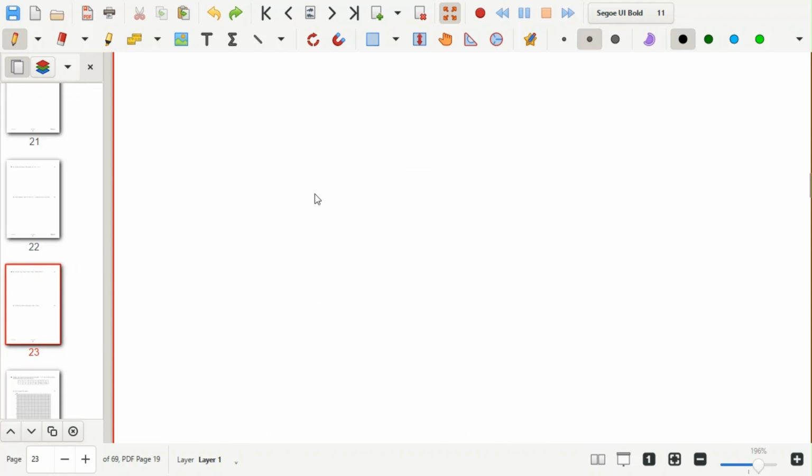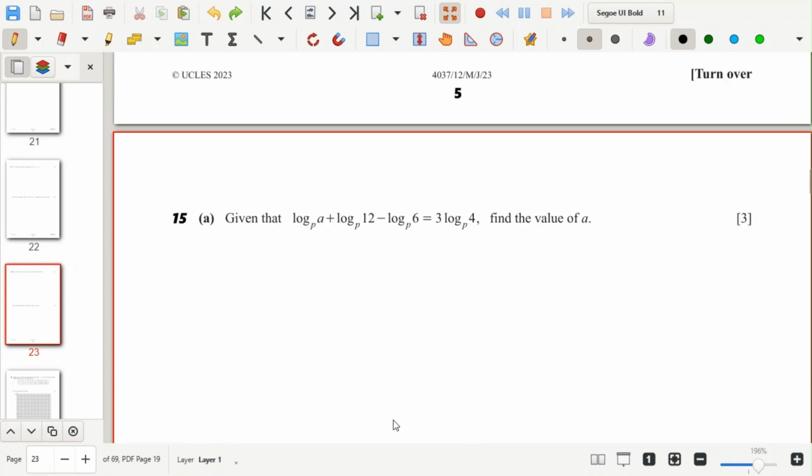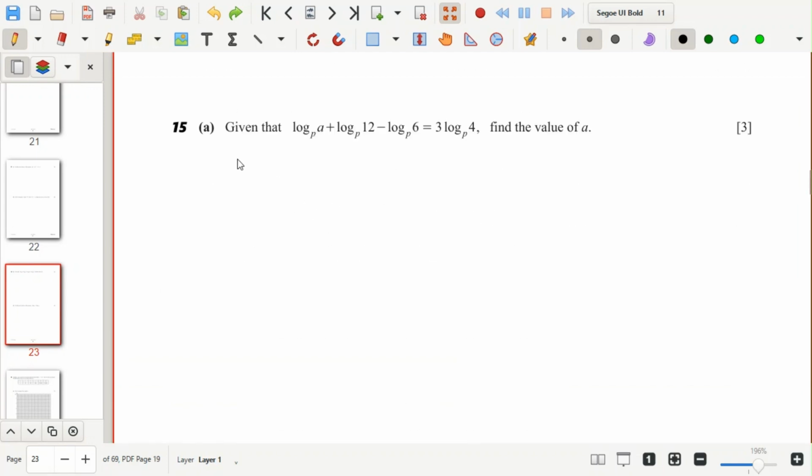This is from February March 2024, variant 1 2. So, this is the same as 12a. There's minus, a minus becomes division, divided by 6 to the base p. So those of you that think that the base is always base 10 or base 2, be careful. It can be a letter, it can be anything. Okay. Now on this one, the coefficient becomes the power.